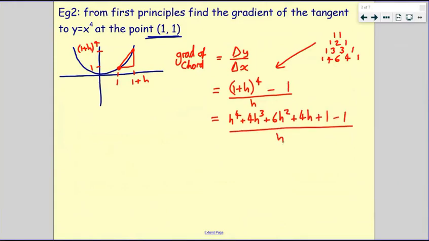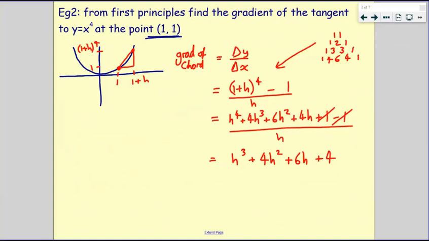Divide everything by h. We simplify that and then cancel. Dividing everything by h, we get h cubed plus 4h squared plus 6h plus 4. So that's the gradient of the chord. We can't simplify that any further.